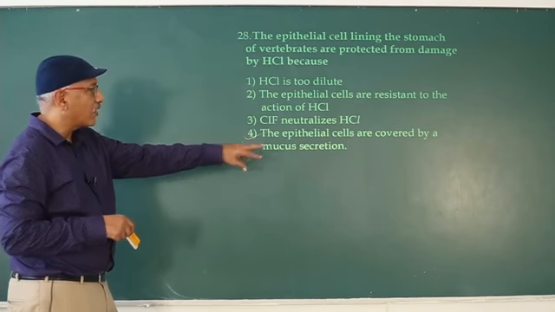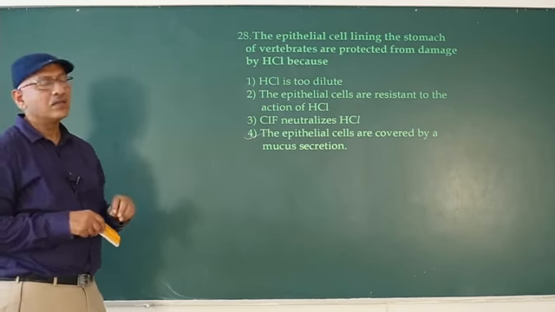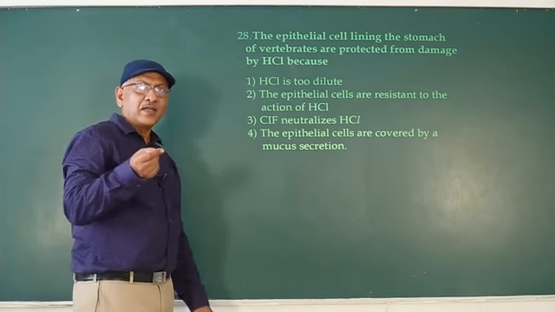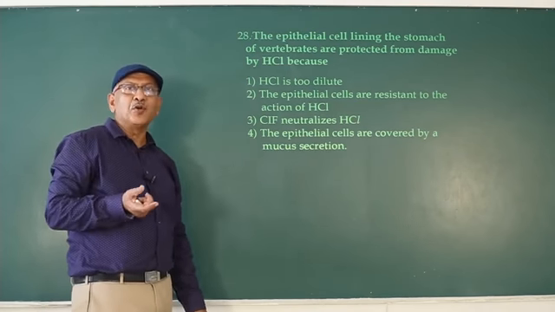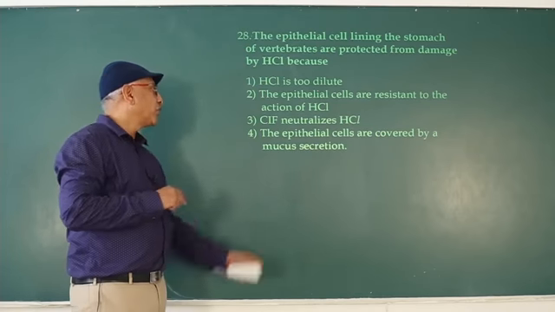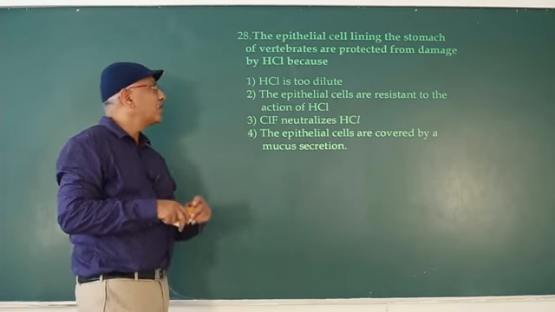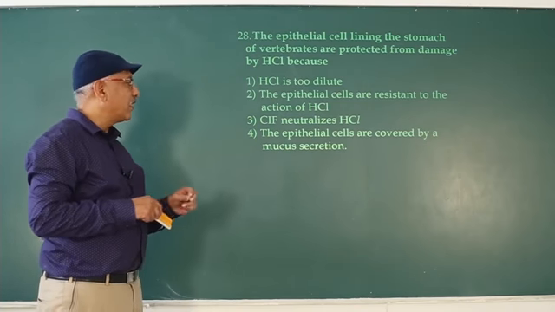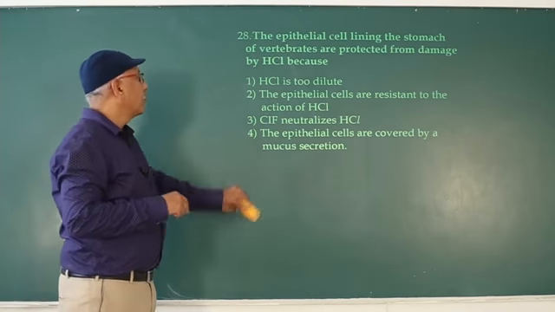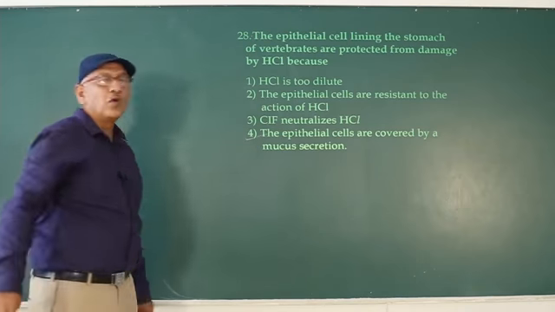The epithelial cells are covered by a mucus secretion. You already know the inner layer of the alimentary canal is the mucosa, so the neck cells secrete mucus. The mucus secreted by neck cells prevents the action of HCl on the mucosa. So the answer is the fourth one.